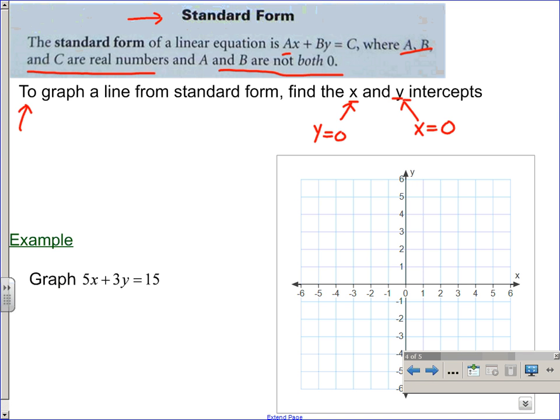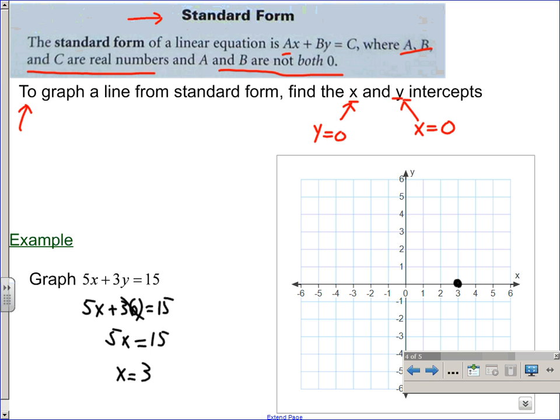In this bottom example, you have the equation 5x plus 3y equals 15. To find the x-intercept, I'm going to plug in 0 for y. So 5x plus 3 times 0 equals 15. As you do this, 3 times 0 is just 0. You're left with the x term equals the constant, so solve for x. There's your x-intercept. Go over to the graph, the x-intercept is 3, and you put a point.